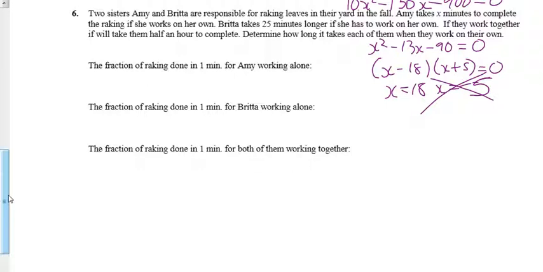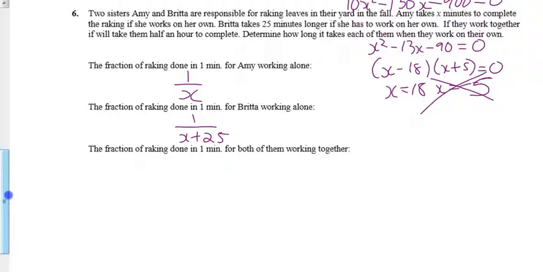So, what fraction of the raking is done in 1 minute by Amy alone? What's her rate of work? If Amy took 30 minutes, which we know she doesn't, what fraction of the work would she do each minute? 1/30. So if she did it in x, 1 over x. It's the rate of work. She'll do 1 over x of it in each minute. It takes her x minutes to do. If you add up 1 over x, x times, you end up with 1, which is the whole task. So 1 over x. How about Britta? She's going to be 1 over x plus 25.